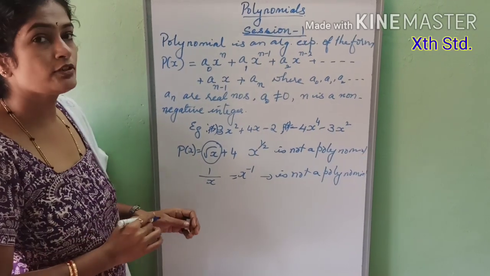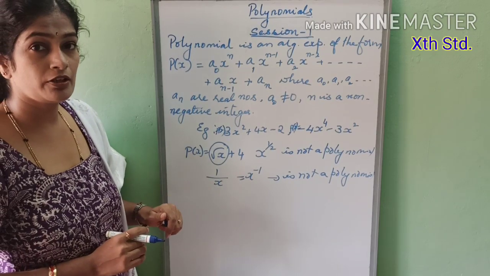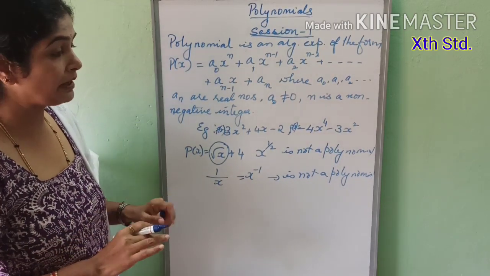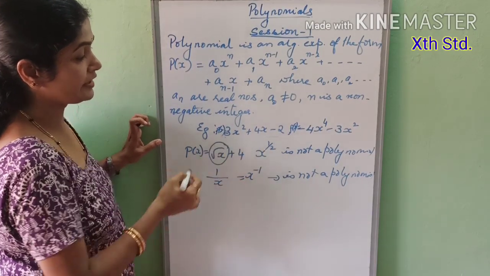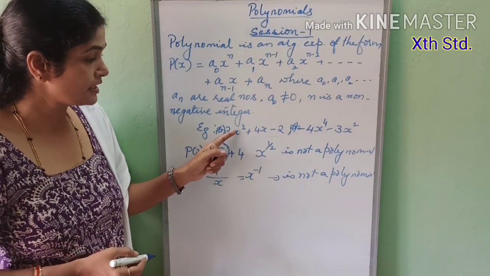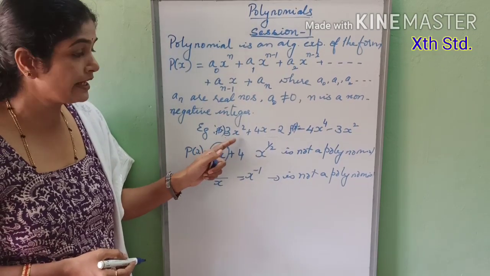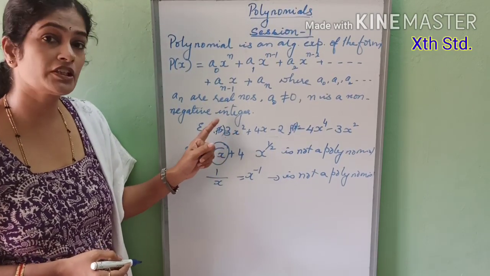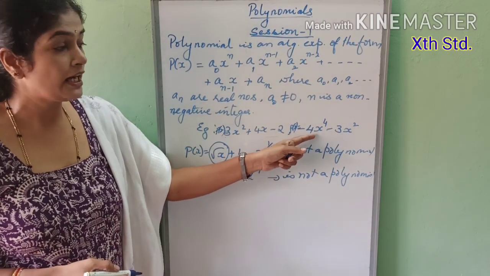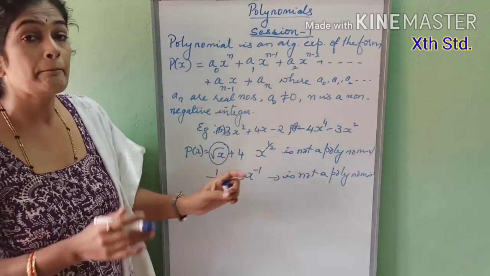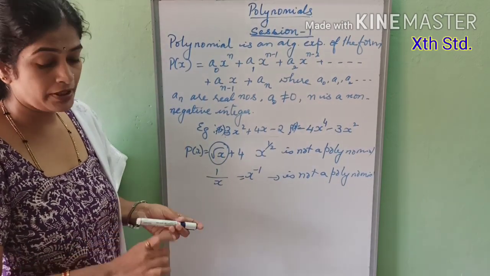Now you have also learned the degree of a polynomial. What is the degree of a given polynomial? It is the highest power of the variable. For example, for the polynomial we have taken, the variable is x and its highest power is 2, therefore the degree of this polynomial is 2. What about the degree of this polynomial? It is 4.